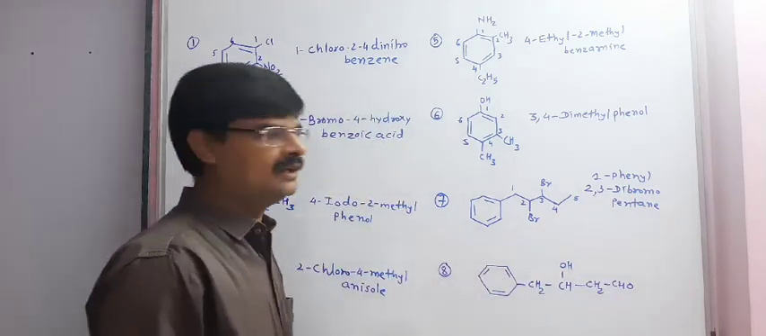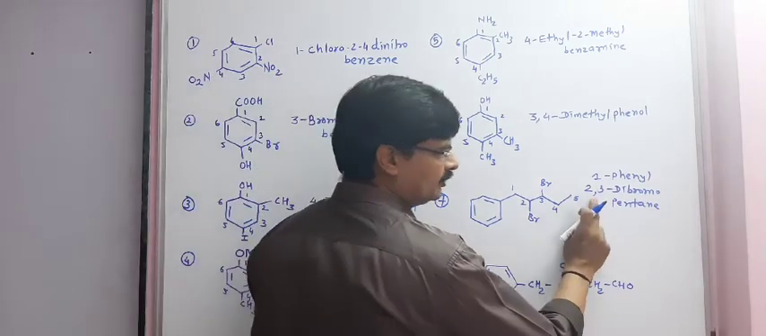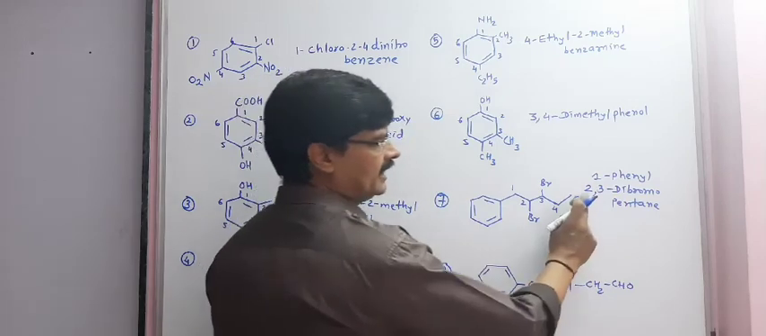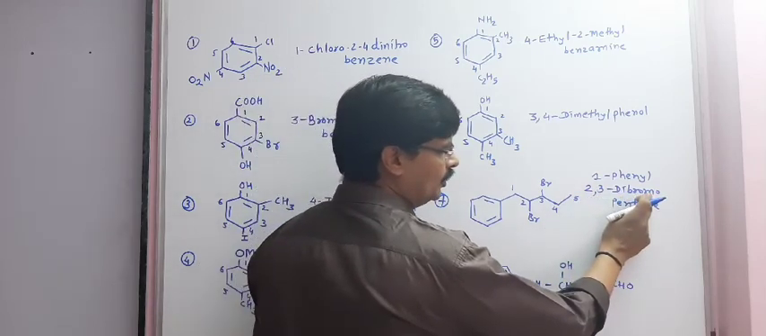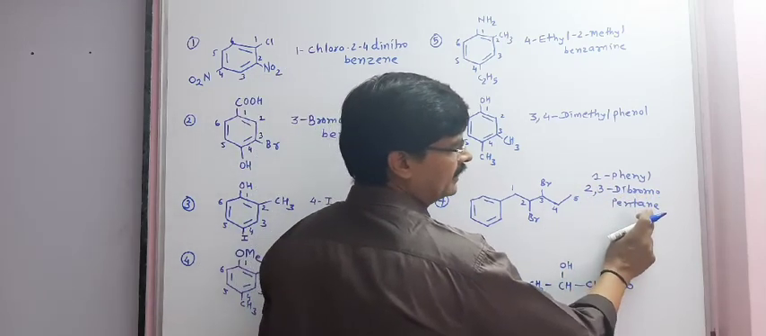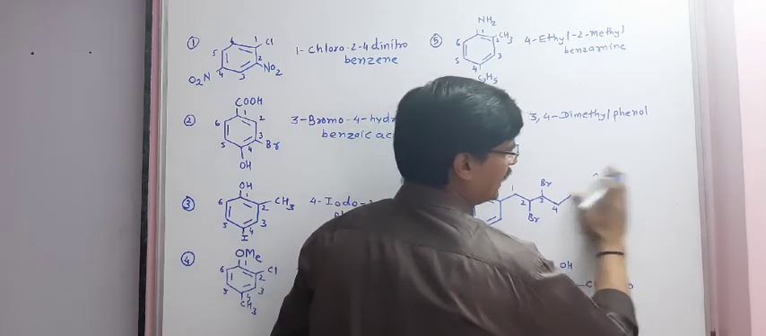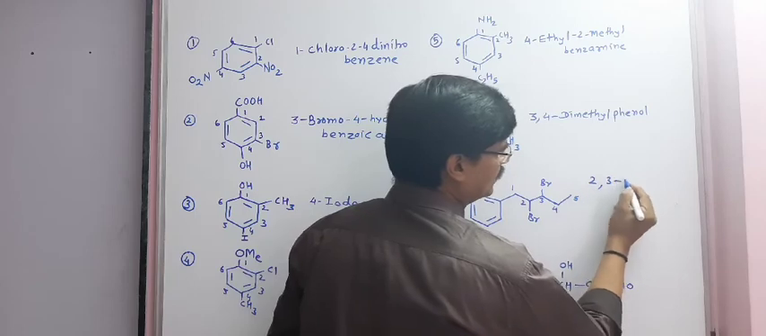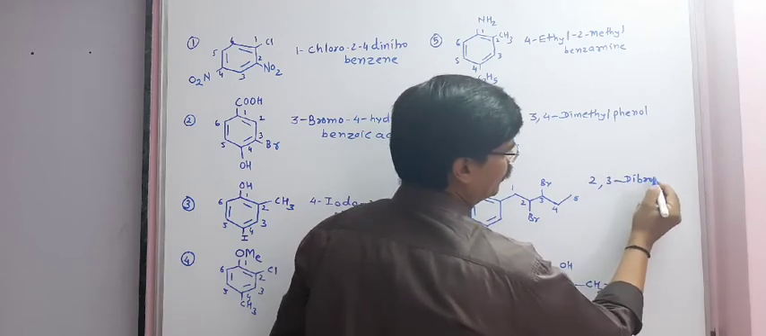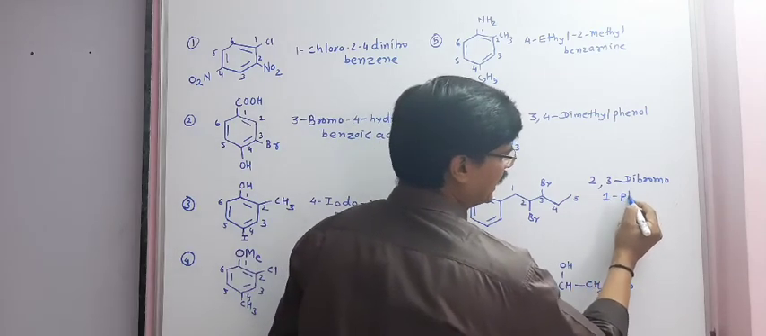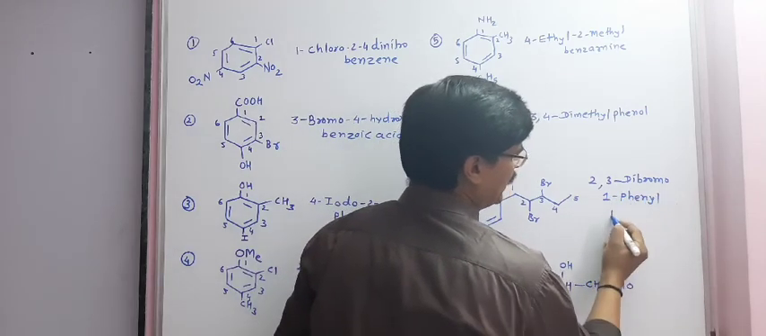Once more, 1-phenyl 2,3-dibromo pentane, but because of the bromine group, B comes alphabetically first. That is why, if we want to write the correct IUPAC name, then we can write 2,3-dibromo 1-phenyl pentane. So we will write it 2,3-dibromo 1-phenyl pentane.